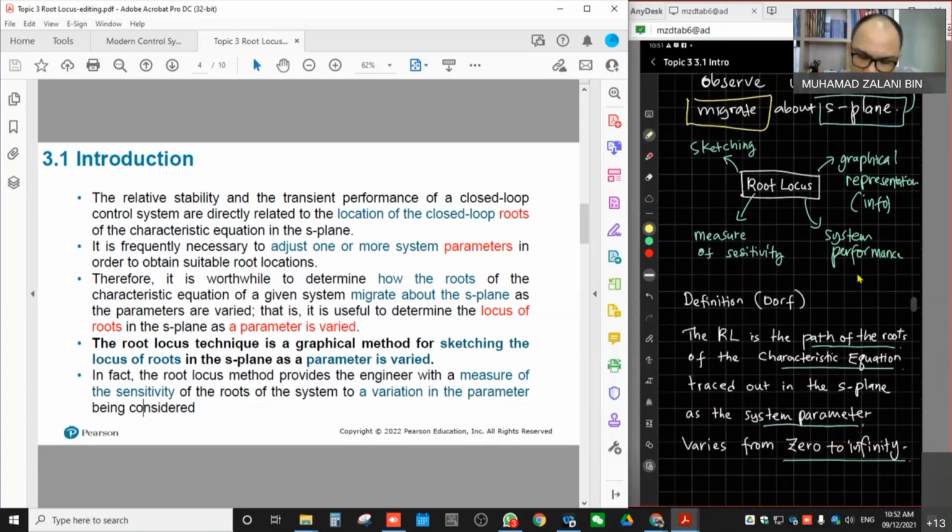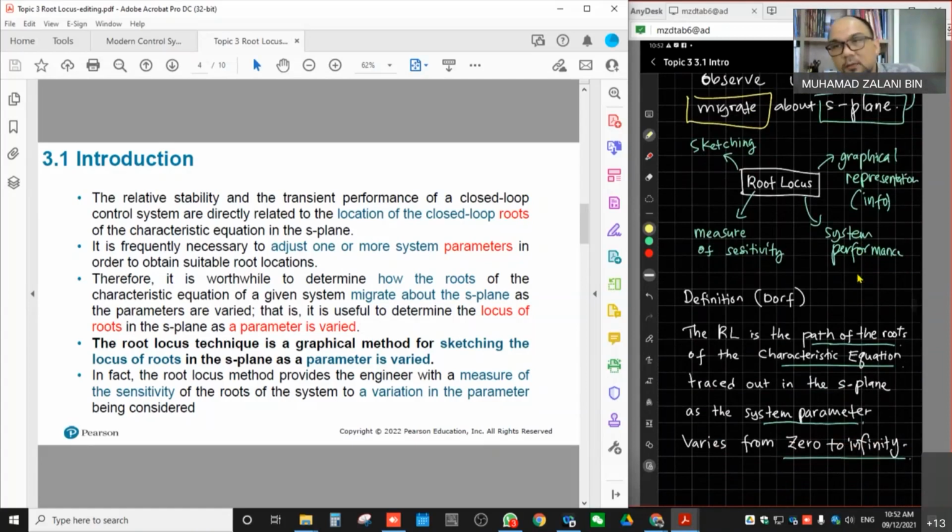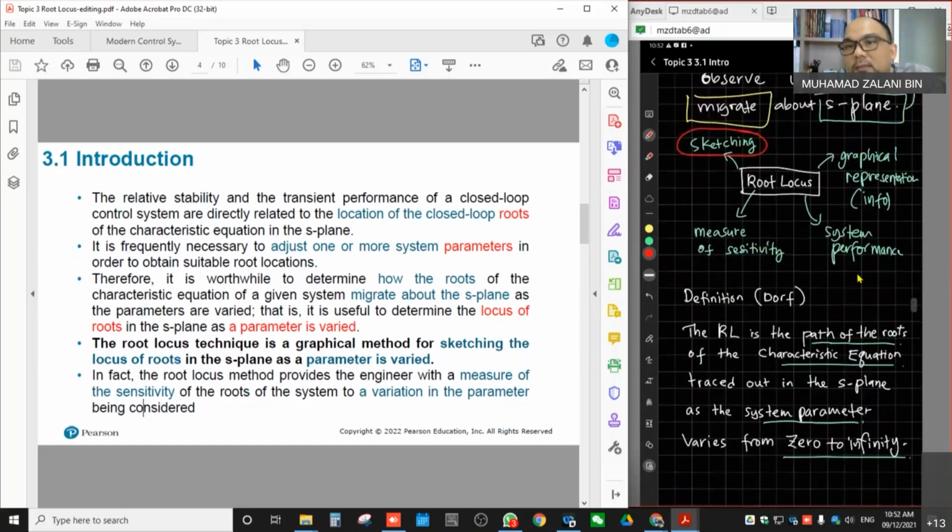So what is root locus? When we talk about root locus for this particular topic, we can imagine that it is about sketching. There is a subtopic or section about the root locus technique where we need to do some sketching on the s-plane, hand sketching using hand calculation, and do the sketching manually. Manual sketching of the root locus.